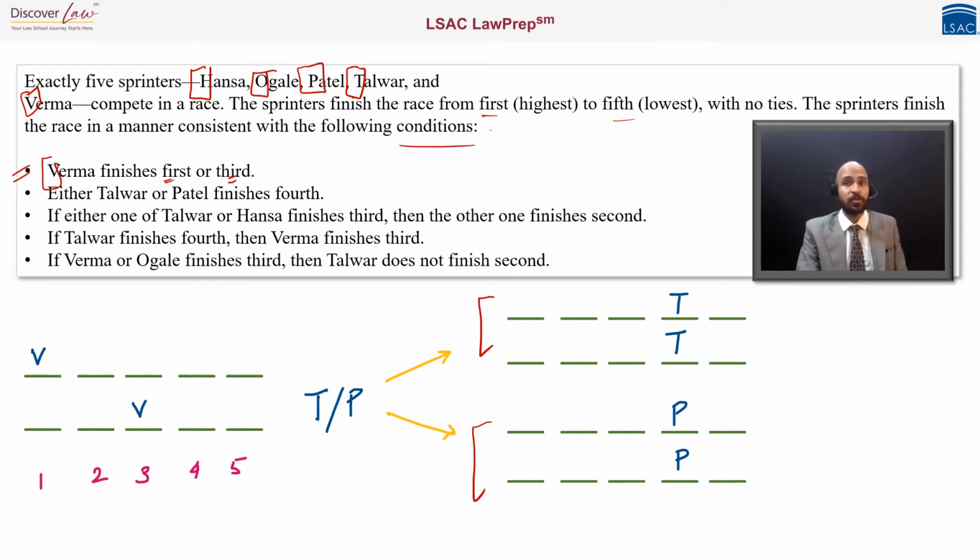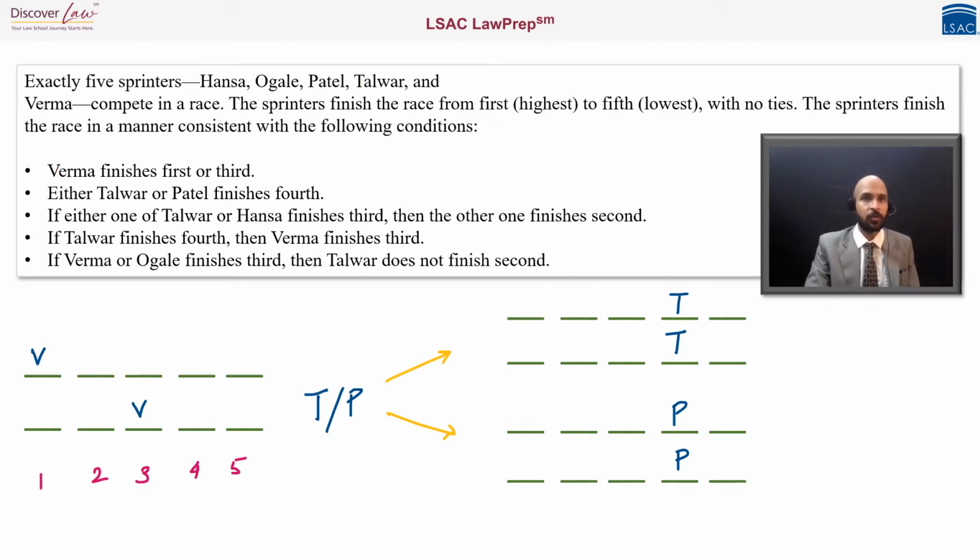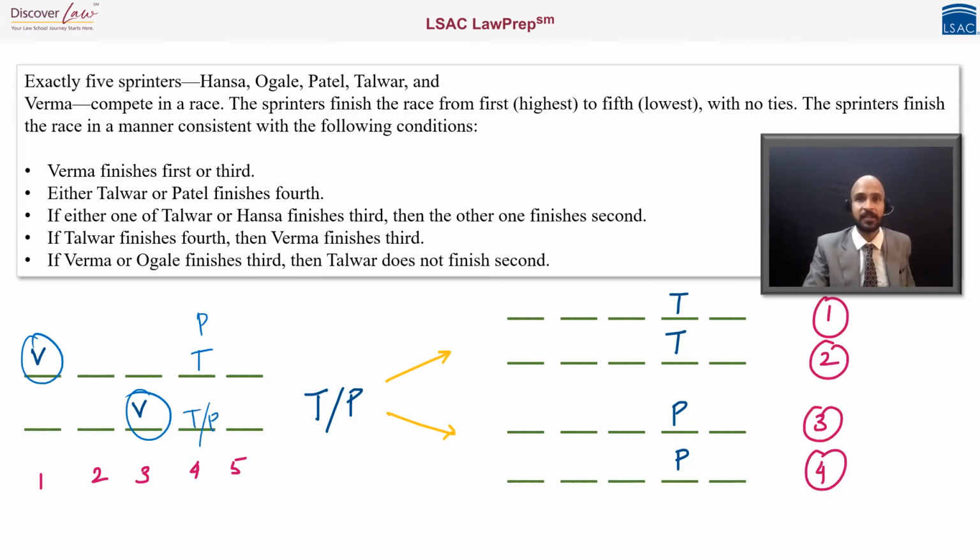This is because what I'll do now is draw a diagram that incorporates the first 2 rules simultaneously. As we saw, if we have V in 1st or 3rd, which means V is 1, V is 3. Now either you can have T here or you could have P here. You could have T here or you could have P here. This gives you 4 possibilities, and you can have these 4 possibilities on the basis of the first 2 rules.